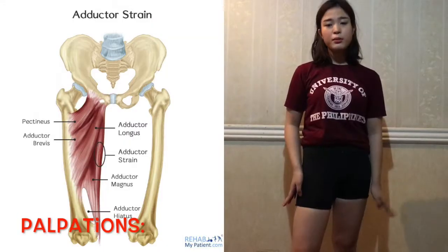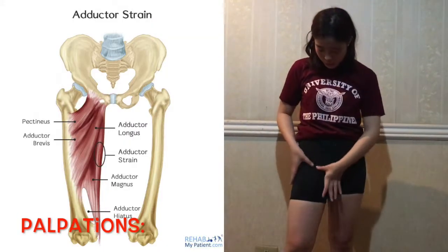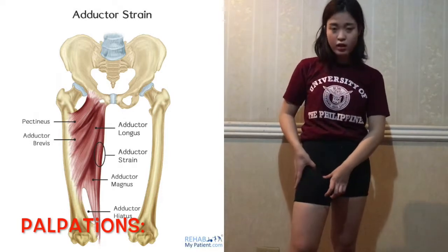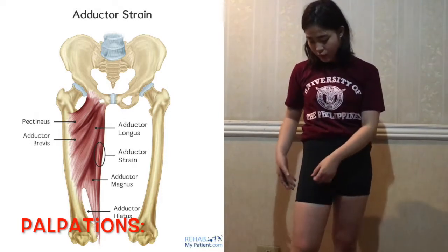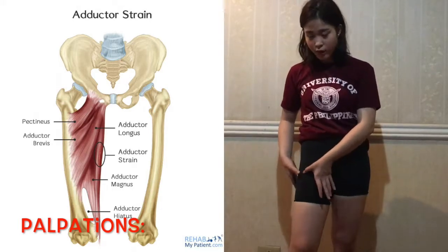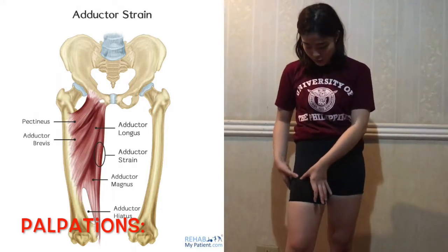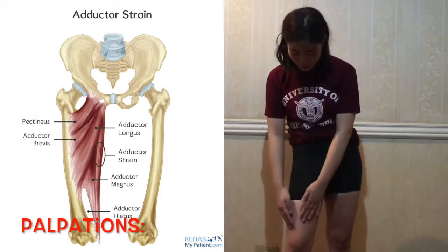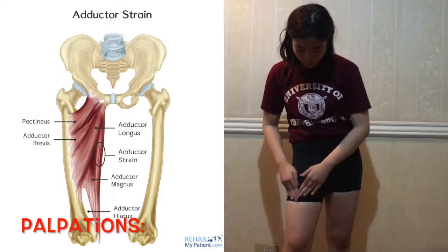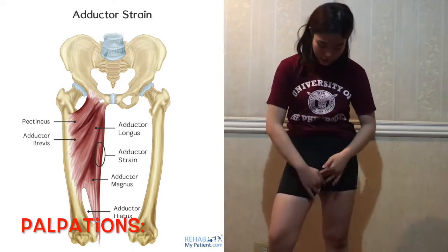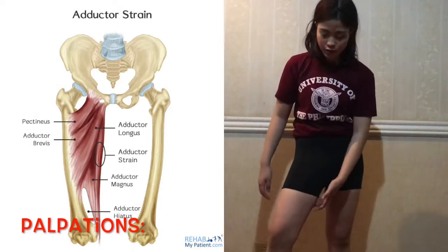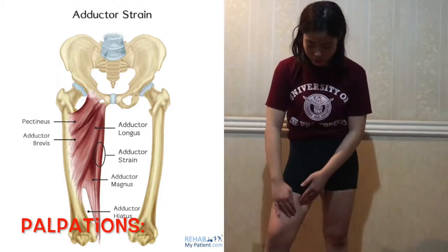So going to the palpations, this part is the pectineus, and this is the adductor brevis, and the adductor longus, and the gracilis, this part, and the adductor magnus.